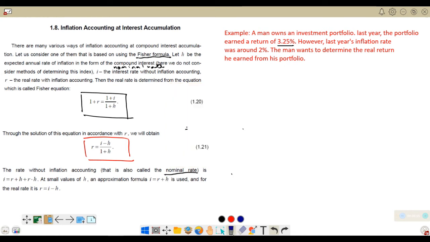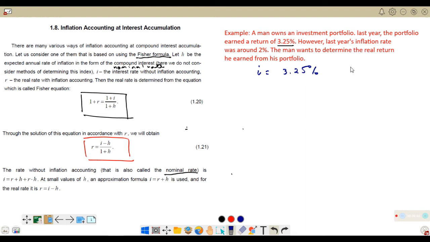Okay, this time, sagutin na natin to. Let us define the given values. So, last year, the portfolio earned a return of 3.25%. So, ito yung hindi pa kino-consider yung ating inflation accounting. So, this is the nominal rate. So, I is equal to 3.25%. Wala pang consideration ng inflation rate.